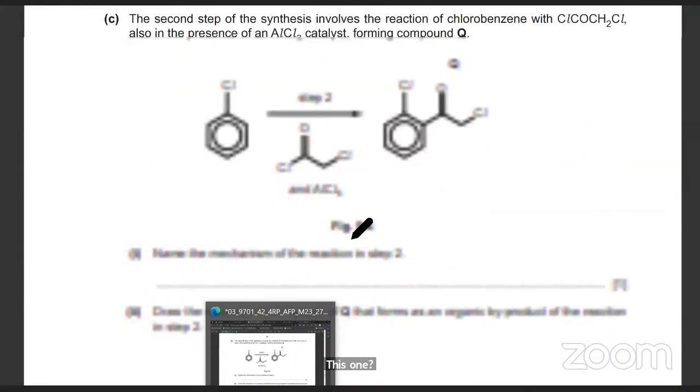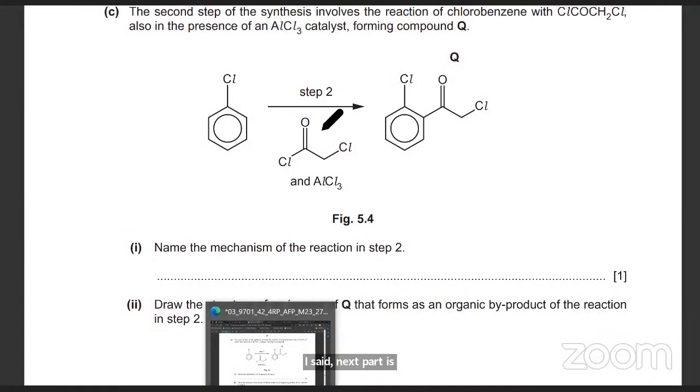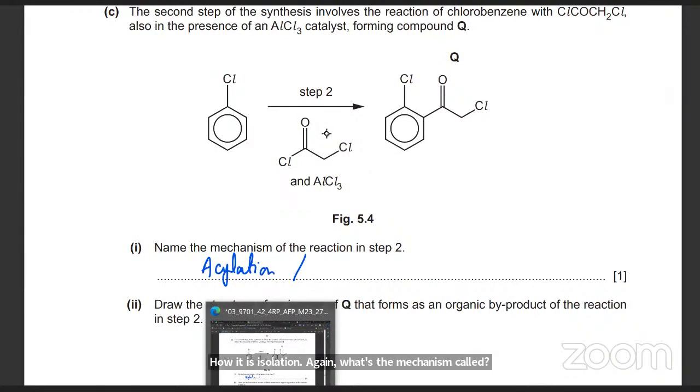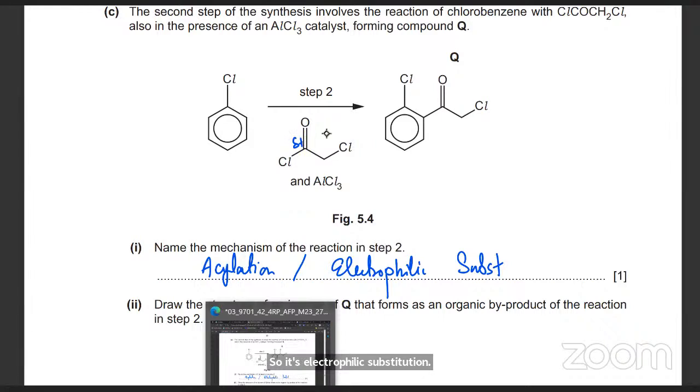Next part is name the mechanism of the reaction, step number 2. So what's happening in step number 2? What is this mechanism called? Acylation. It is acylation. Like, what's the mechanism called? Electrophilic substitution. I mean, you can write both. So it's electrophilic substitution. The carbon is very strongly positive over here, so it's going to be attracted to benzene. So you're going to have a similar electrophilic substitution reaction.